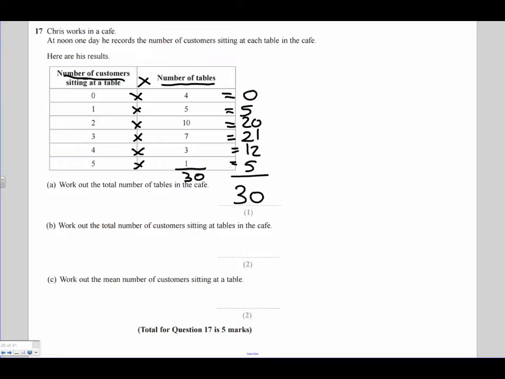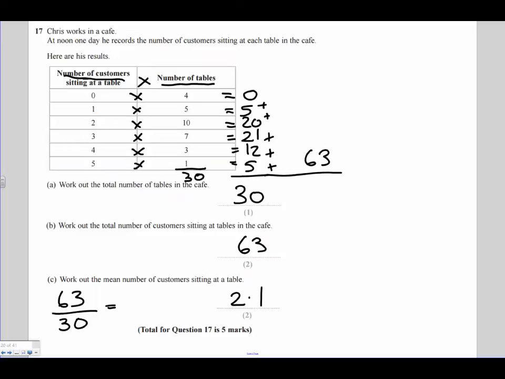So the total number of people sitting at our tables is 5 plus 20 plus 21 plus 12 plus 5. Take no chances, do this on your calculator, and you will get 63 people. So the correct number of people in the cafe is 63. Part C, we need to work out the mean number of customers sitting at a table. Well, we have 63 customers sitting at 30 tables. Again, put this in your calculator and you get exactly 2.1 customers per table.